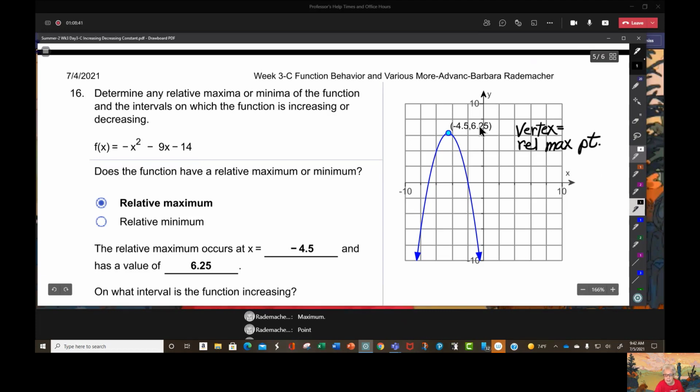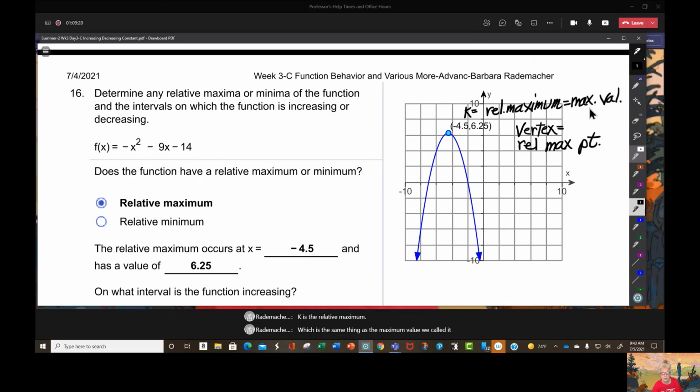Your relative maximum and your maximum value are the same thing. Relative maximum equals maximum value, K. So let's put a K. K is the relative maximum, which is the same thing as the maximum value. We called it the maximum value.